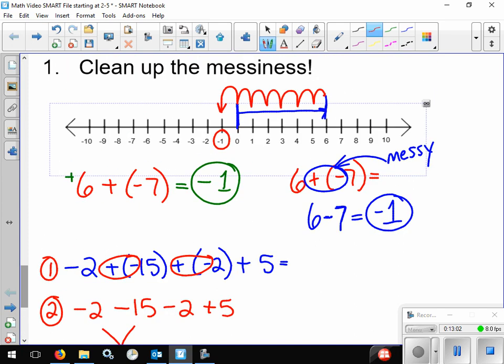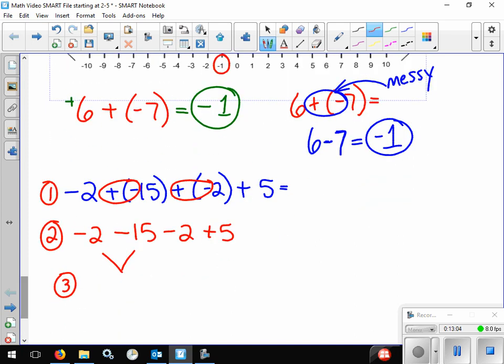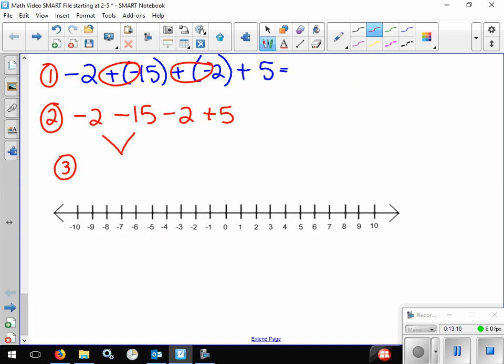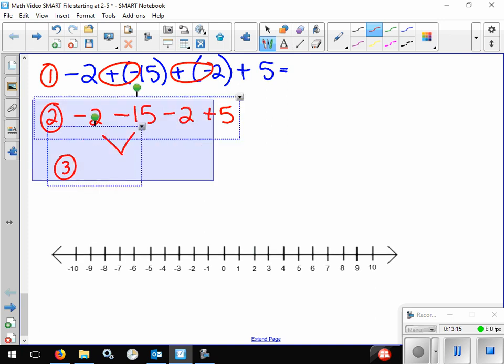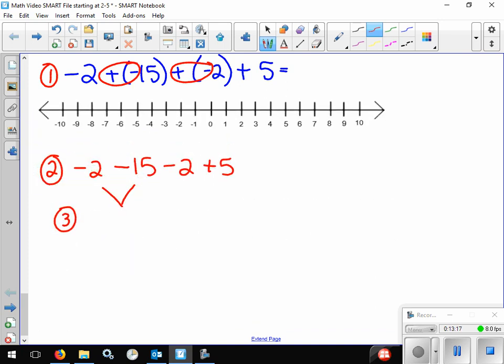Okay, where's my number line? I'm going to bring my number line down real quick. Okay, here we go. I know that's pretty cool, obviously. Very cool. So let me move it right here. Okay, so if I have my negative 2, and then I'm going to go minus 15, from here, minus 15. Okay, so that means I'm at negative 17 minus 2 plus 5.